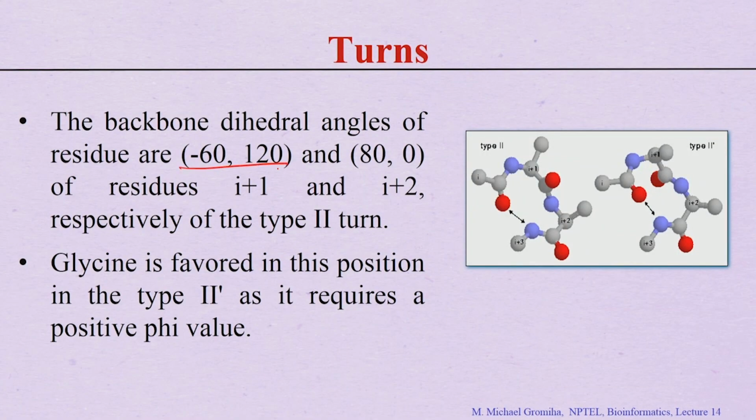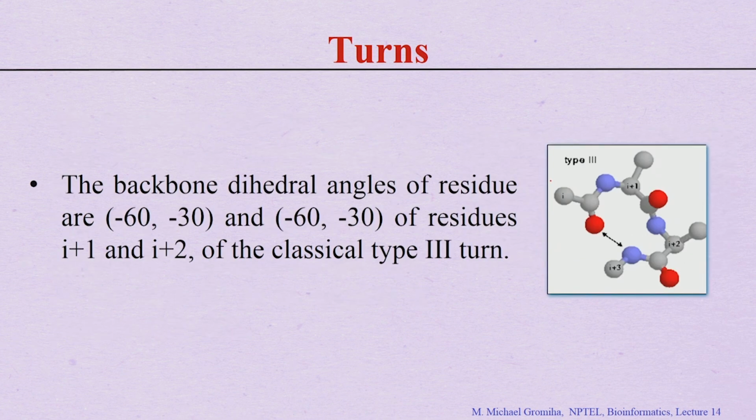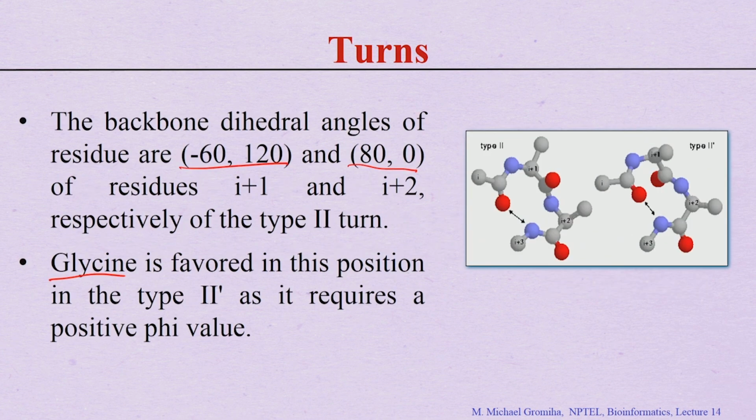Then in type 2 turns, the dihedral angles are minus 60, 120, and 80, 0 for I plus 1 and I plus 2. Here glycine is the favored residue for type 2 turns. You can see the difference: the atoms change the direction of the oxygens. So, this is called type 2 and type 2 dash, with negative and positive dihedrals. Glycine is frequently occurring in type 2 turns.